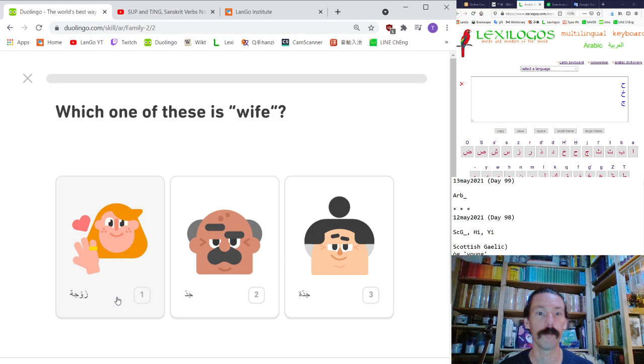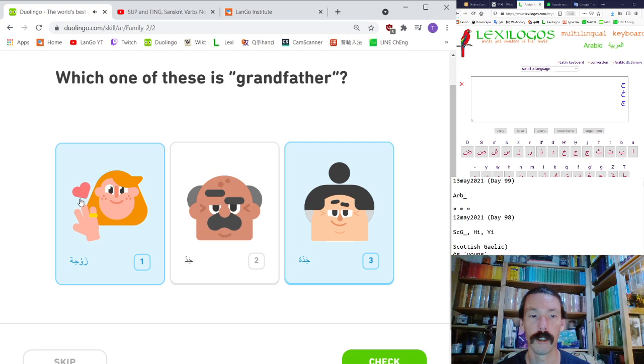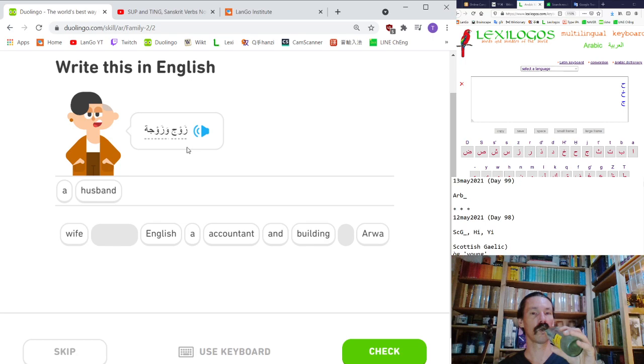zauja. So zauja really would mean spouse. The feminine form here, with no suffix, means husband. Grandfathers, this jed. Jedda. Zawja. That a at the end of those nouns is the feminine marker. Zawj wa zawja. It's nice with the repeated wa zawja. Z shapes, kind of cool looking. Husband and a wife.